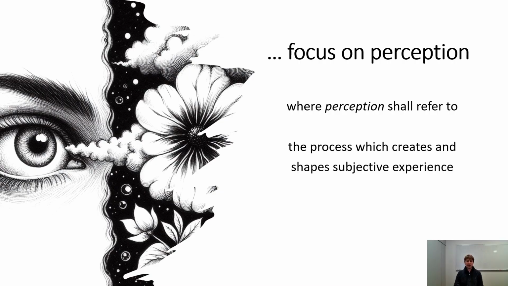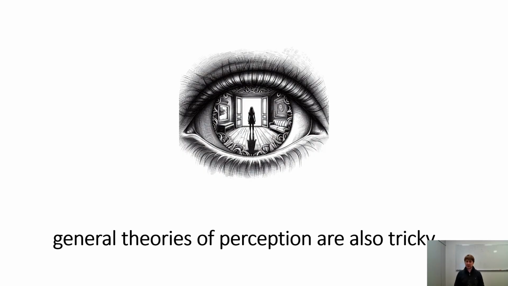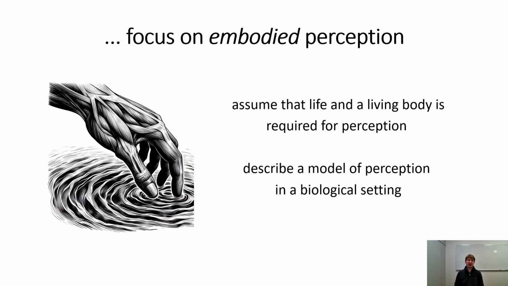Now here comes the bad news. If you look into perception, general theories of perception are equally tricky. There's also a lot of confusion, and philosophical talk has been around about which part is perception and so on. So maybe we need to go a little higher in focus as well. And we do that by focusing on embodied perception.